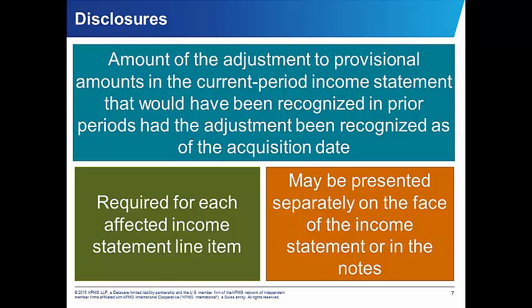ASC 805 continues to require disclosures of the reasons why the initial accounting is incomplete, as well as disclosures of which assets, liabilities, equity interest, or other items for which the initial accounting is incomplete. Finally, the standard continues to require disclosure about the nature and amount of measurement period adjustments recognized during the reporting period. Does the standard provide for any differences between public and private entities?